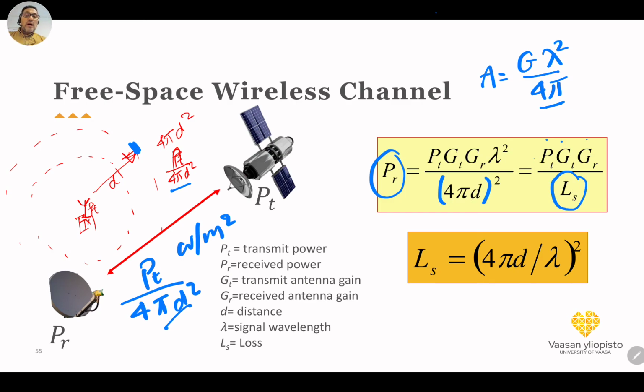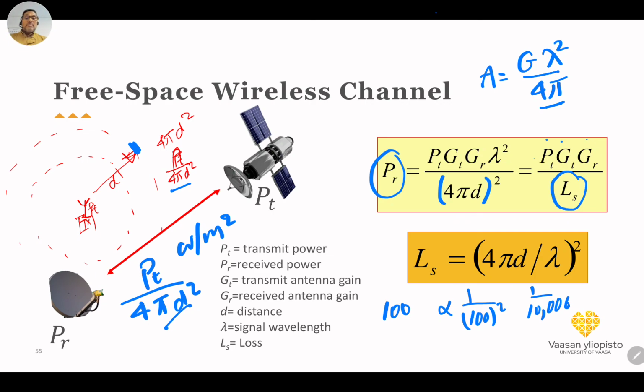For example, if you are 100 meters away from the transmitter, then the losses will be related to 1 over 100 squared, which will be 1 over 10,000. So the received power will be attenuated by up to 1 over 10,000. This is the reason that wireless communication has very high attenuation.